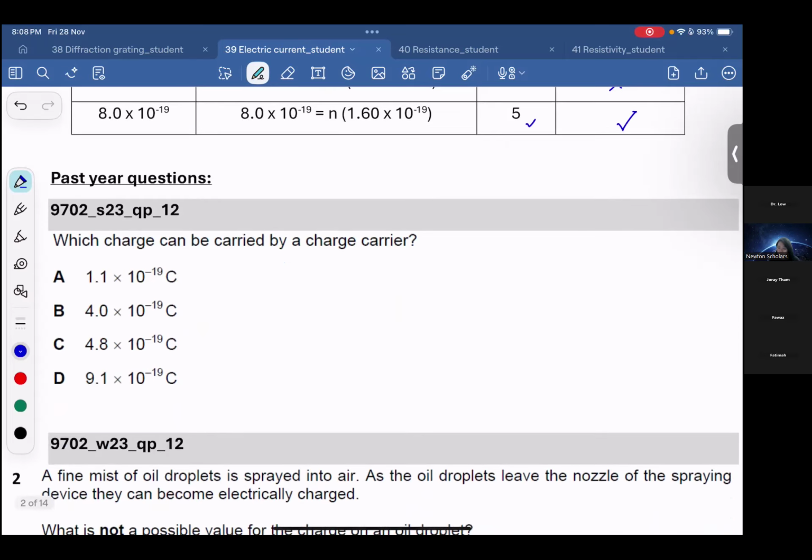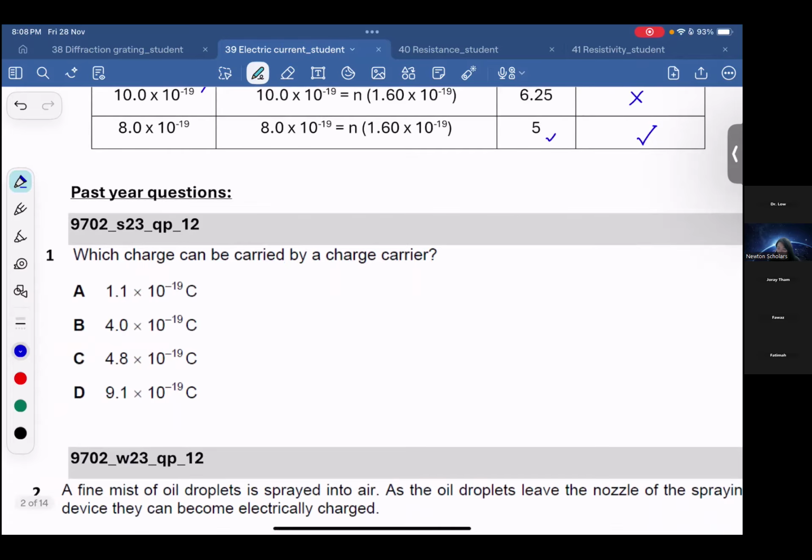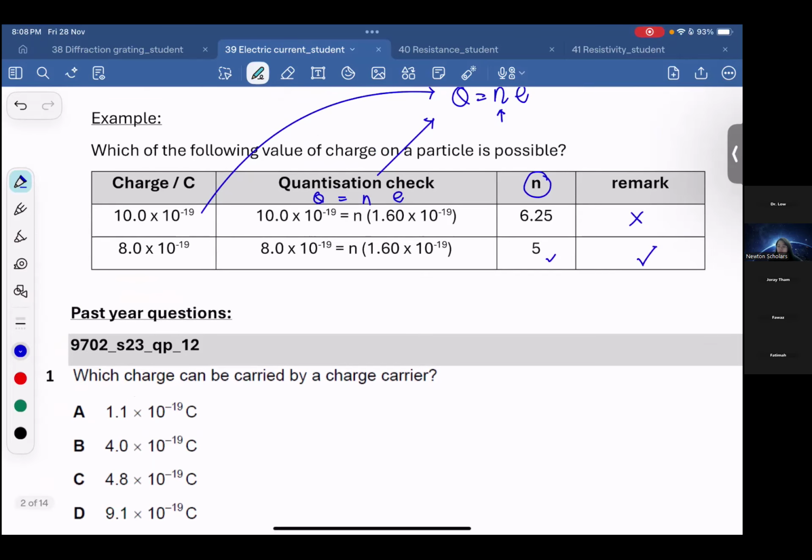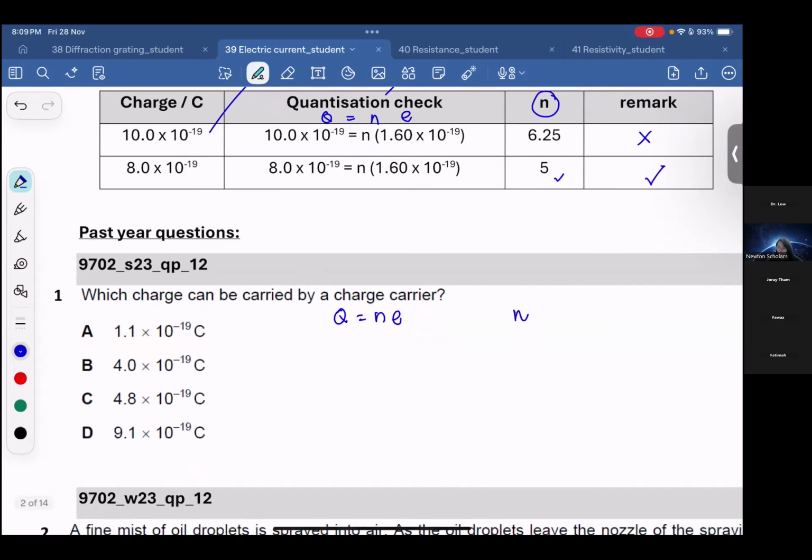Okay, so we try a past year question right now. Which charge can be carried by a charge carrier? Which charge, A, B, C, D? Which one can actually give you a whole number of N? Do your calculation. So you have to count one by one, using this method, Q equals to NE, find out the N for A, B, C, D. Then you find out which one can give you a whole number.